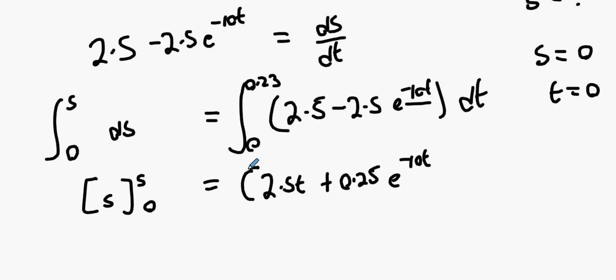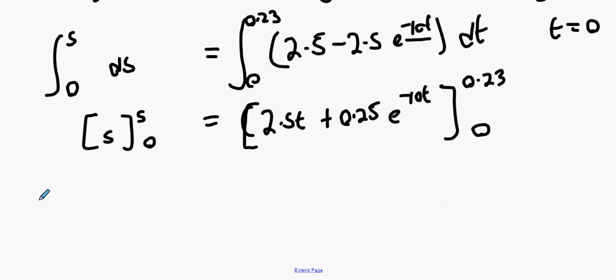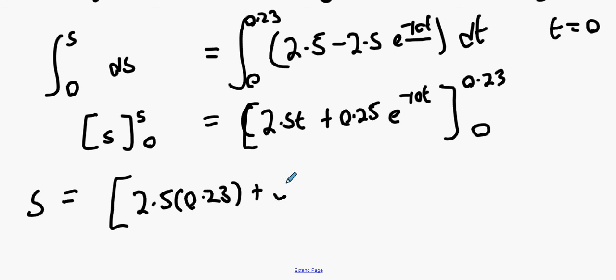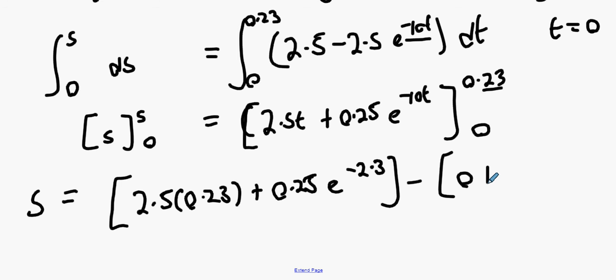Square brackets, 0.23 and 0. Okay. So we have s on this side, and we're going to have this here. We're going to have 2.5 times 0.23 plus 0.25 e to the power of minus 10 times 0.23, which is minus 2.3, take away 0 plus 0.25 e to the 0. Does anybody have the answer for that? And that's the answer in the marking scheme, is it? Yeah, I think so. Grand.